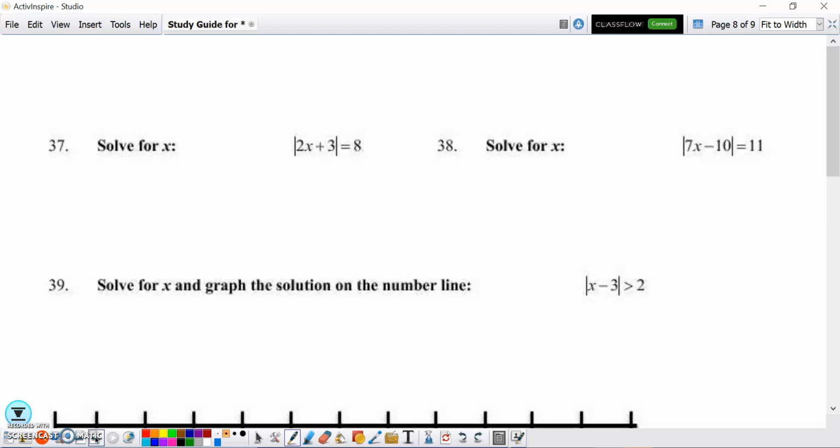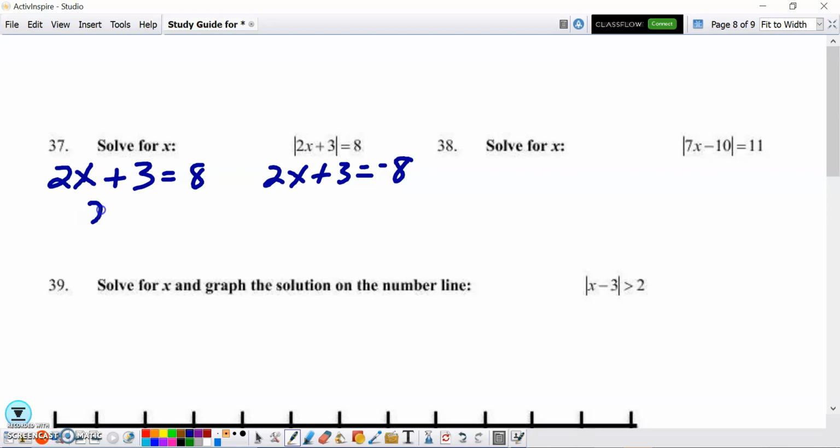Now both of these we can solve for because you'll notice it equals a positive 8 for the first one and a positive 11 for the second one. All right, here we go. So we've got 2x plus 3 equals 8. 2x plus 3 equals negative 8. All right, I'm not going to show all the details. I'm just going to say it.